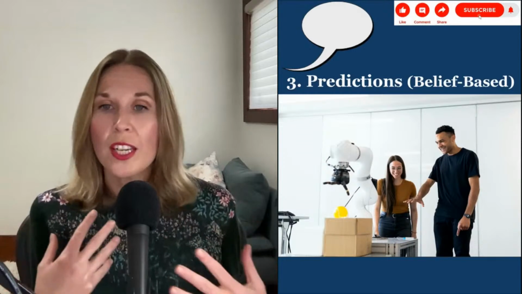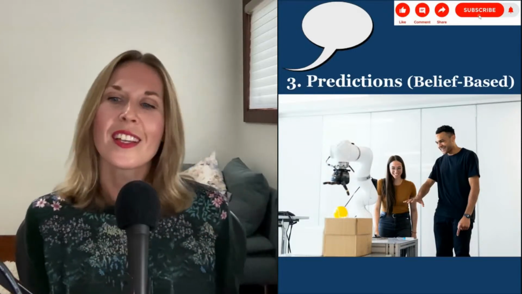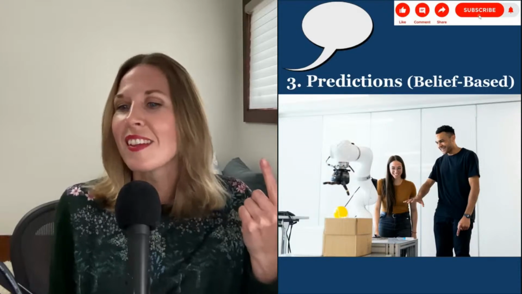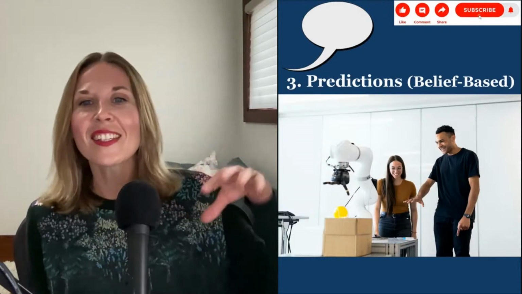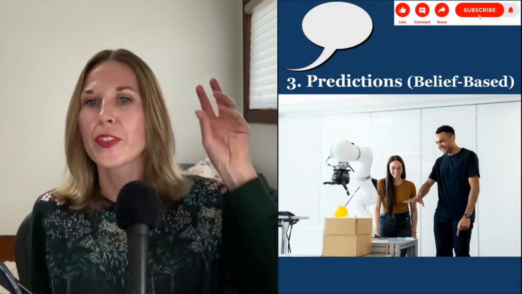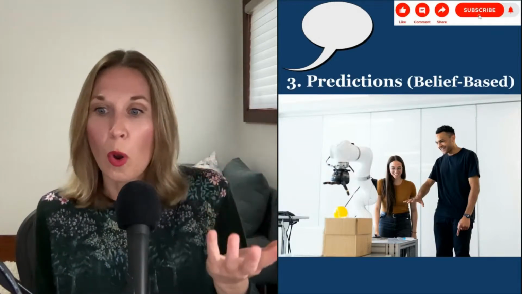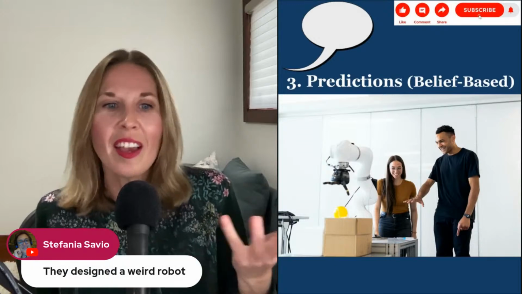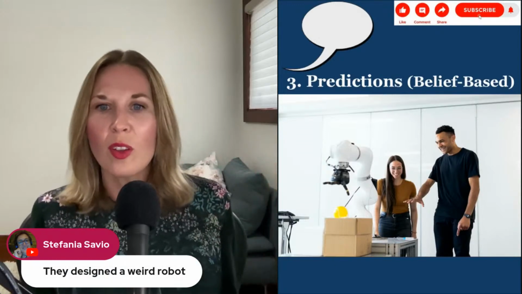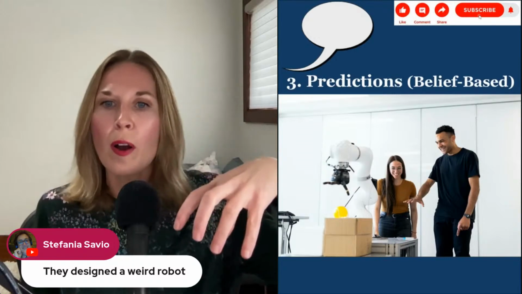The verb conjugation doesn't change. The structure doesn't change. Does anyone know what this is? To me, this looks like some sort of robotic arm. So it's some sort of machine or robot? Exactly, Stefania. It's some sort of weird looking robot. It looks like it's just the arm of a robot.